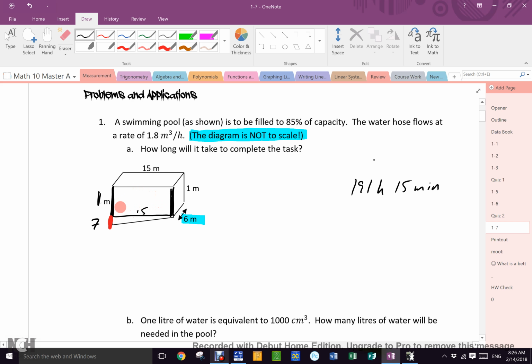How long is this? 15. So what's the area of the rectangle here? Length times width. What's 15 times 1? 15. So I got 15 meters squared. And what's the triangle? Base times height divided by 2, right? Base is 7, height is 15. 7 times 15 is 105, divided by 2 is 52.5, right? So the triangle is 52.5, meaning this whole front is 67.5 meters squared.